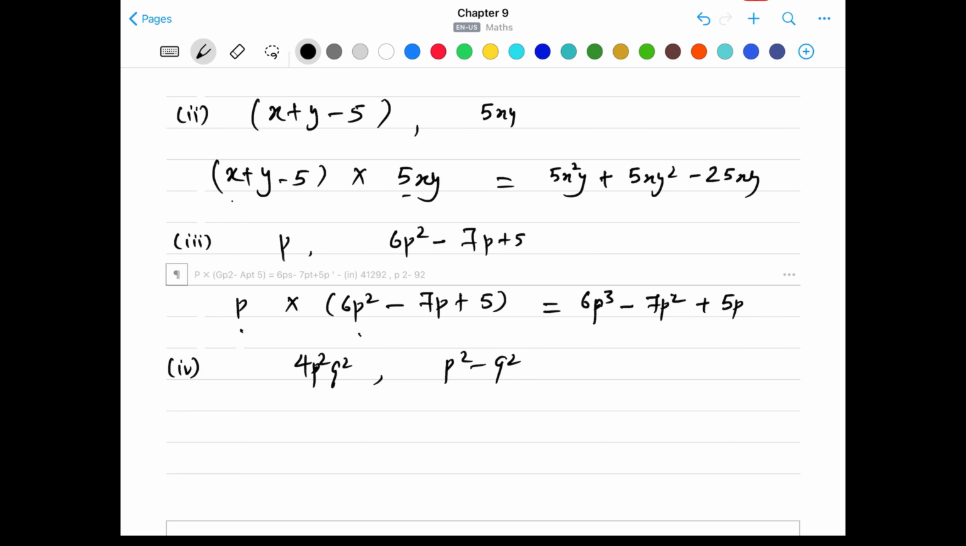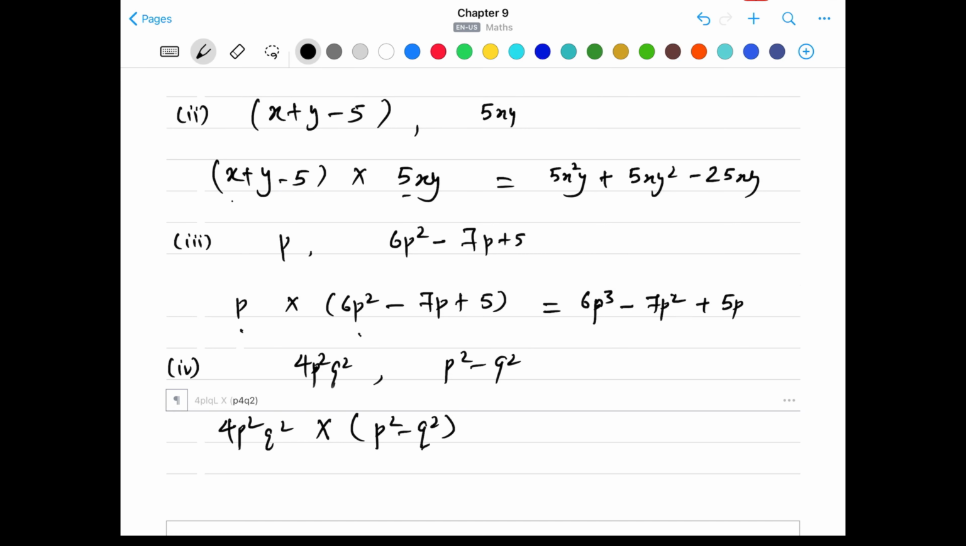So here we have 4 p square q square multiplied to p square minus q square. Okay, so the method is same. Again, we multiply this monomial to the first term here, so this will result as 4 p power 4 q square. Then we have minus this q square into 4 p square q square, which results as minus 4 p square q power 4. Okay, so that's the product of part 4 of question number 2.